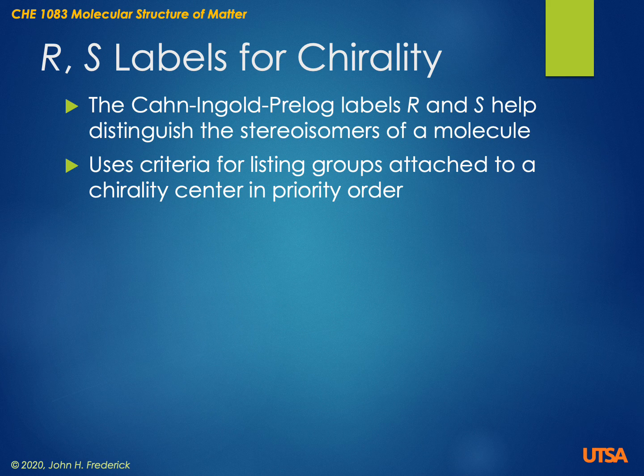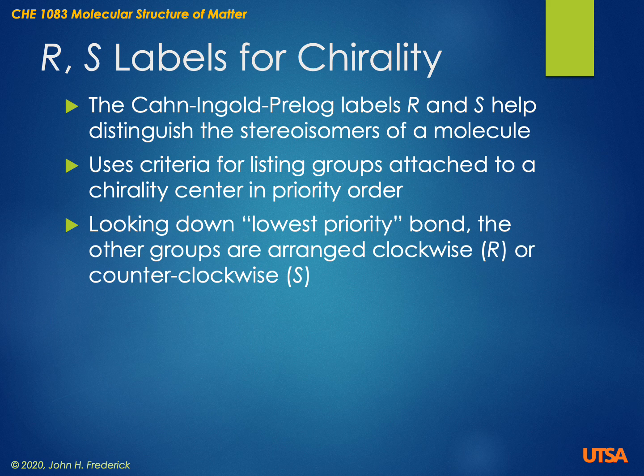But anyway, once they have prioritized that order, so 1, 2, 3, and 4, they now arrange that chirality center so they are looking down the bond to the lowest priority one. Looking down that lowest priority bond, they then look at the order of the others in priority order and determine if they are arranged in a clockwise fashion or in a counterclockwise fashion. If it's clockwise, then they give it the label R. If it's counterclockwise, they give it the label S. So this is what it looks like in practice.